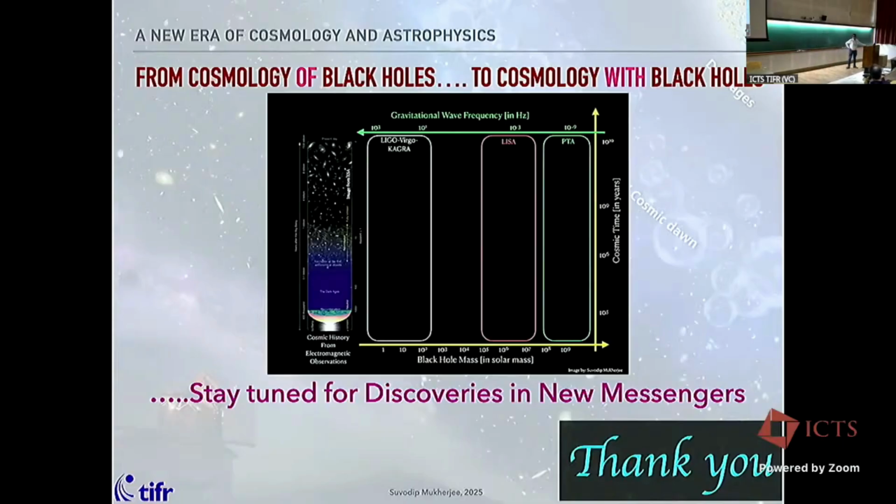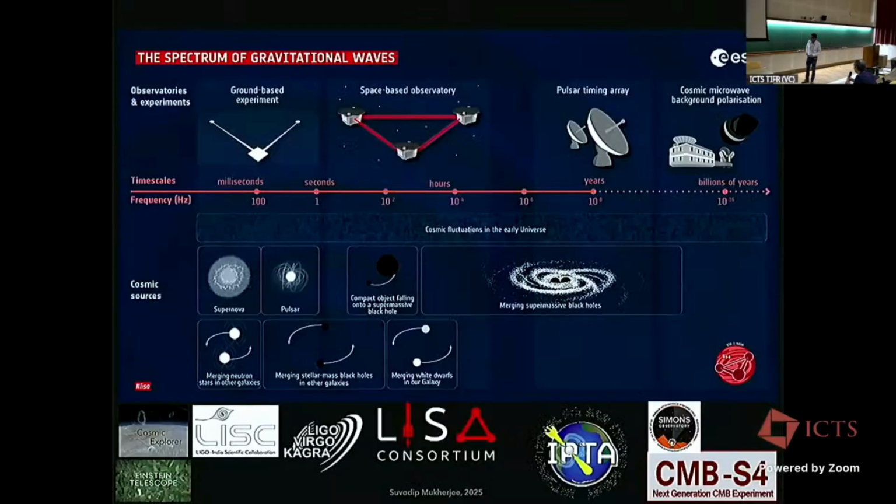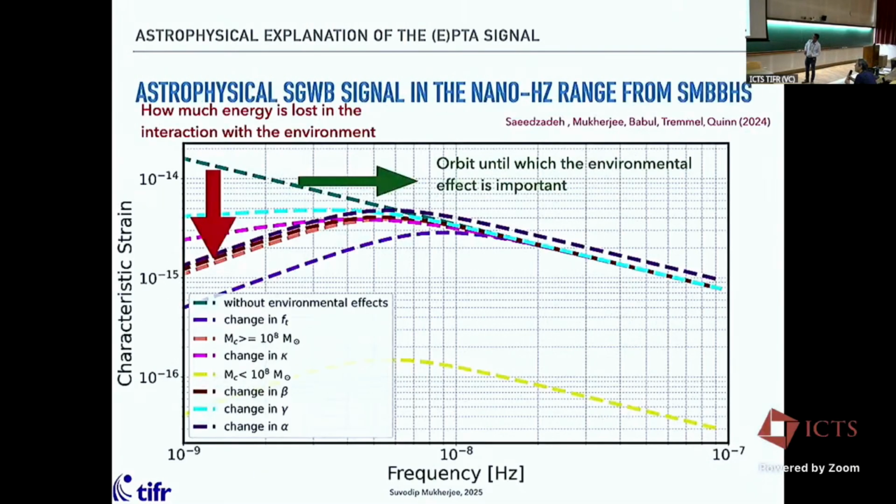Could you put up your slide where you showed the effect of environmental effects on the PTA background? Maybe say a little bit about that slide. And as you know, NANOGrav announced compelling evidence. So which of these models would be compatible with that and which would not be?